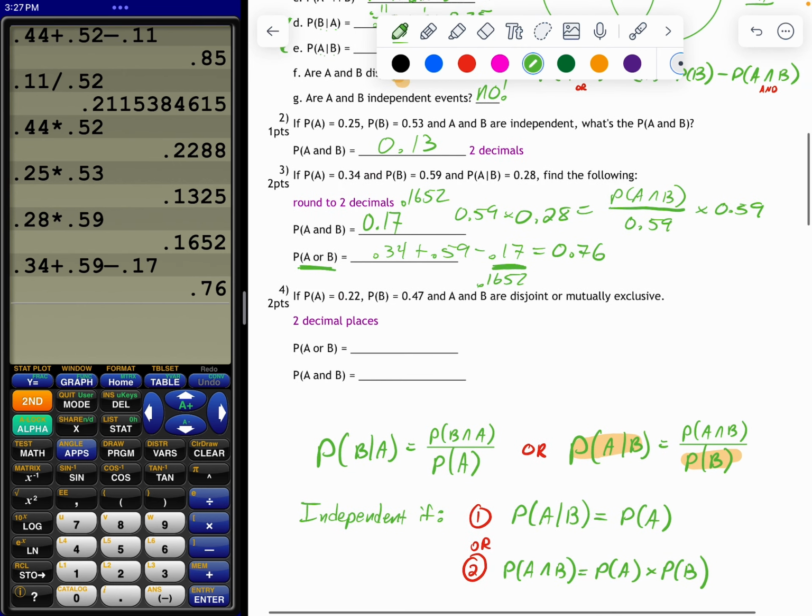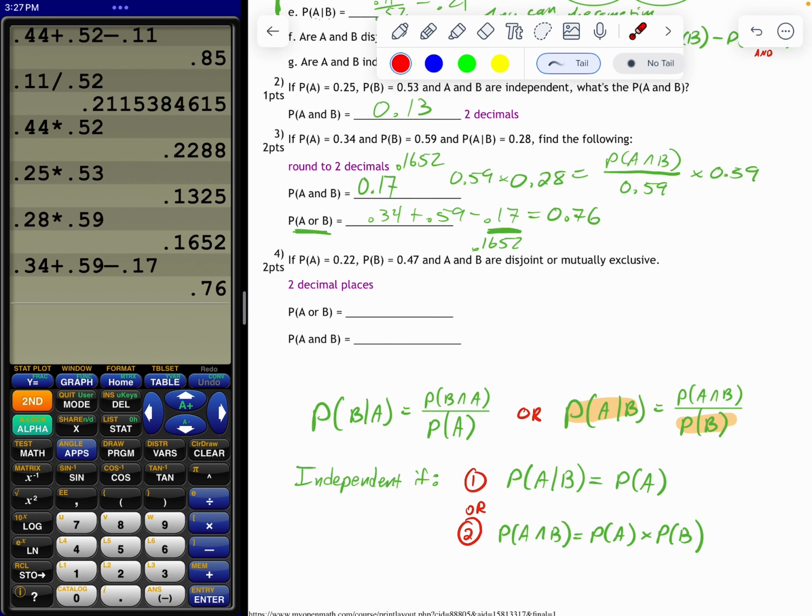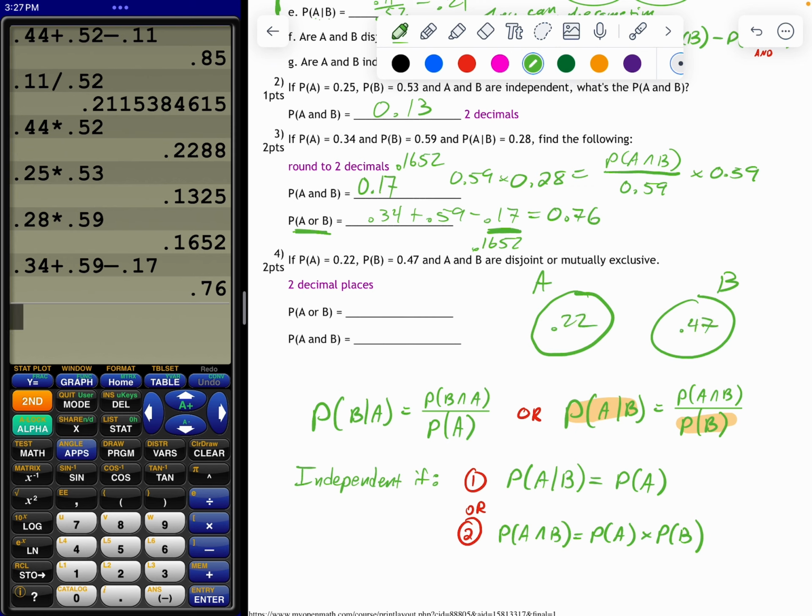Number 4, it gives me A, it gives me B. It says they are disjoint. So what does that mean? That means they cannot happen at the same time. It means I've got circle A, and over here, it's completely separate, I've got circle B, and A is 22, B is 47. I'm going to go out of order here. So what's the probability that they happen at the same time? This is 0. They don't overlap. They are disjoint. They cannot happen at the same time.